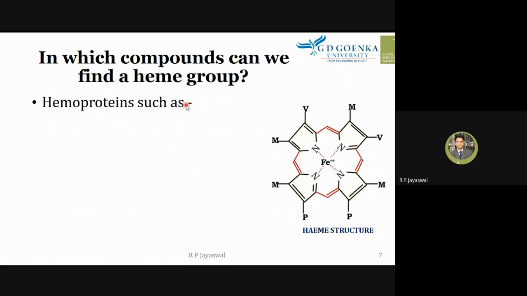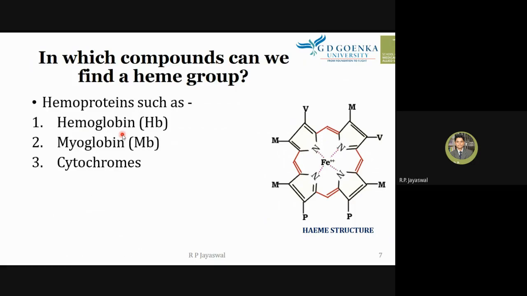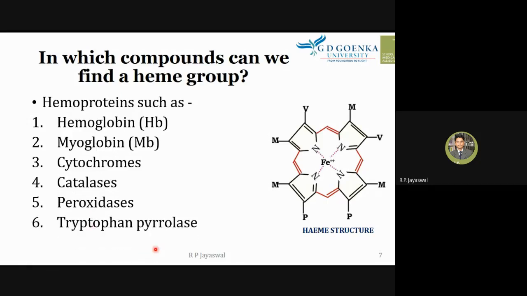So here, the hemoproteins: heme is found in the hemoproteins. Hemoproteins such as hemoglobin, myoglobin, which is present in the muscle, cytochrome proteins, which are present in the electron transport chain in the mitochondria, and catalase, which is found most of the time in liver cells and white blood cells. Then peroxidase, these are the oxidative enzymes. Tryptophan pyrrolase, an enzyme found in the liver. So these are the hemoproteins, which contain the heme group.